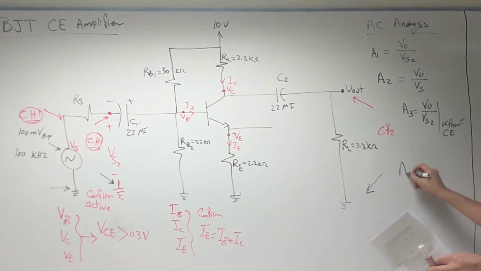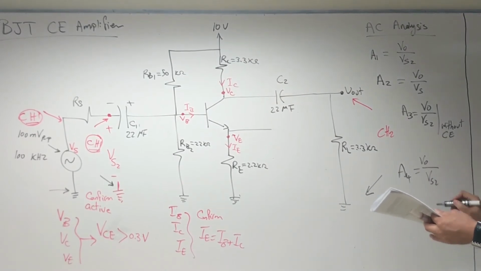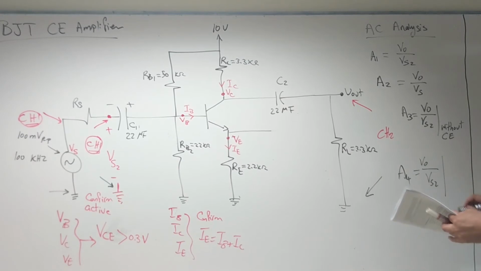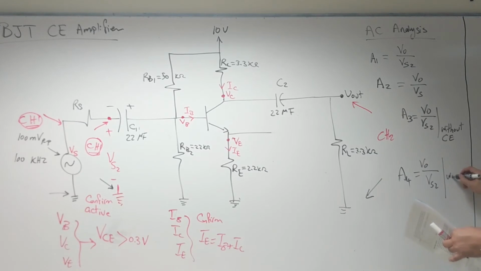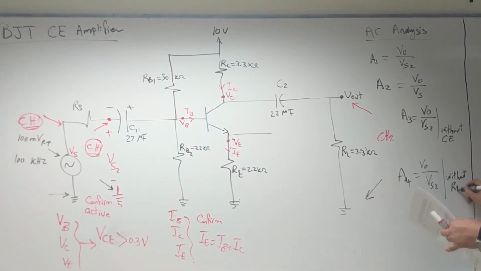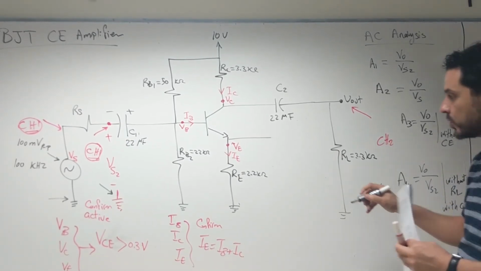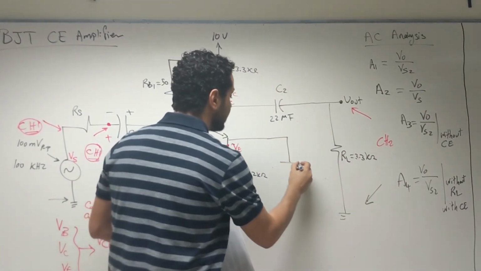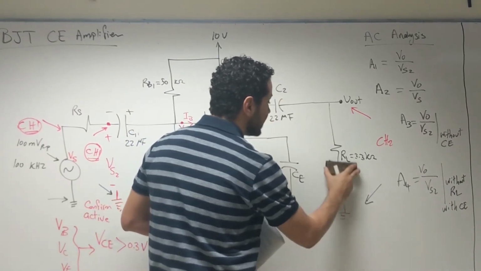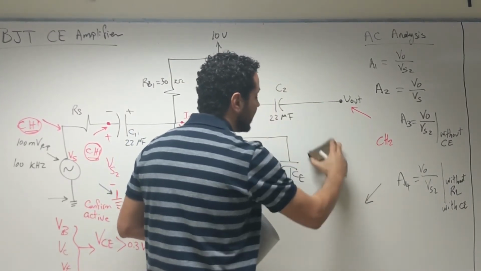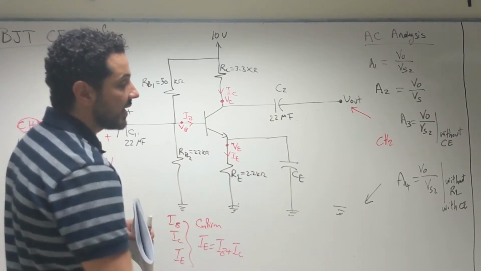And then the last gain that we are going to measure, A4, it is the ratio between V output over VS2, okay, when we remove the load resistance, without the load resistance, but with the capacitor CE. So again, you are going to connect the capacitor CE once again, and then remove the load resistance. Remove the load resistance means what? Means you completely remove it. You make it open circuit. Okay? And then you measure the gain A4.